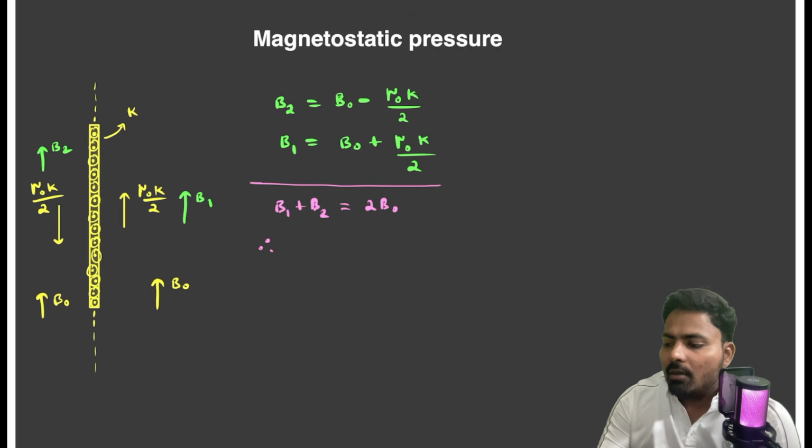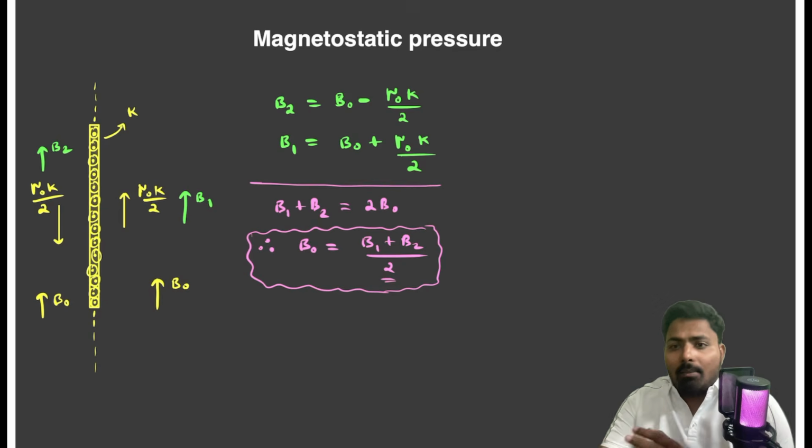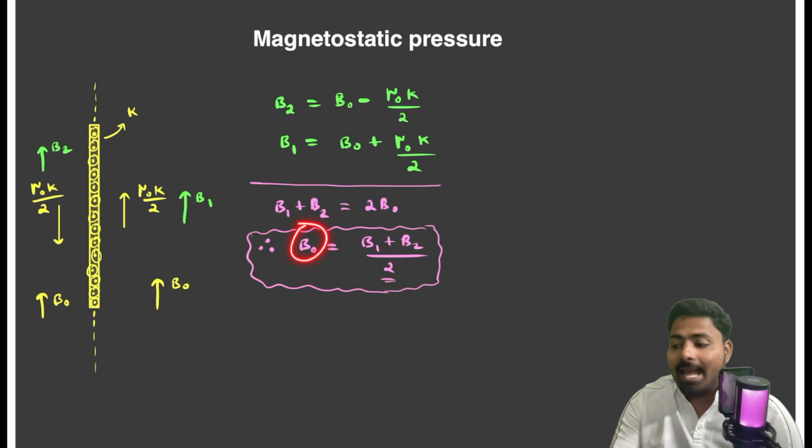So therefore, the first important thing we got is B naught is nothing but (B1 plus B2) by 2. That means the external magnetic field can be simply written as the average of the magnetic fields on the right side and left side, right? Let's say B1 is the net field on the right side, and B2 is the net field on the left side. So just by taking the average of these two, we can get the external field that is present, right?